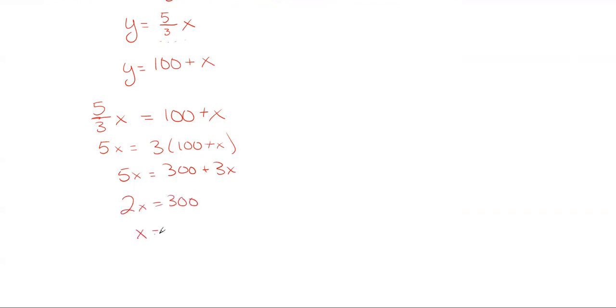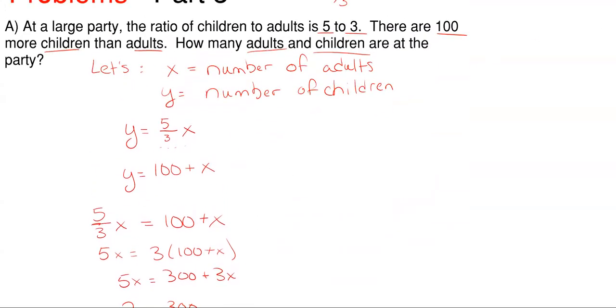Now we can divide by the 2 from each side. So we would have 300 over 2, which gives me 150. So x is 150. Well, what is x? x tells me how many adults there are. So that's one of my answers. Well, the second one is asking what's the number of children. So you can use either one of these equations to solve for that. Well, let's use the easier one, which is just 100 plus 150 for x, which gives me 250. So that means that I have 250 children and 150 adults. So those are my two answers.